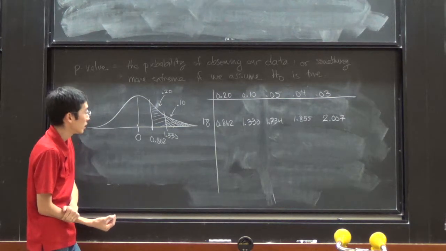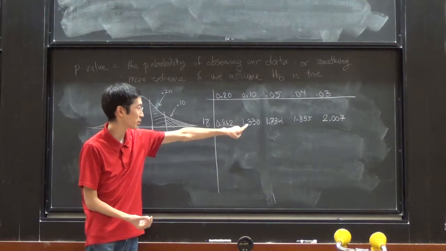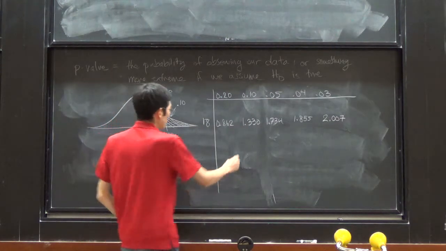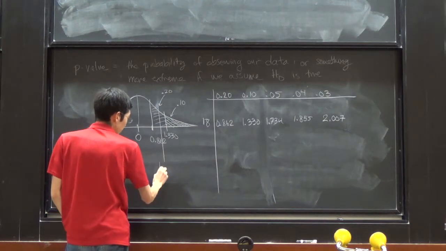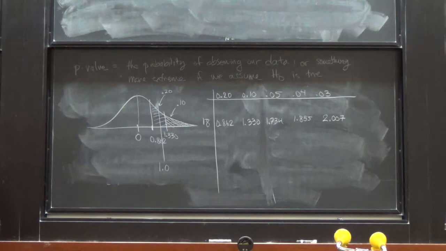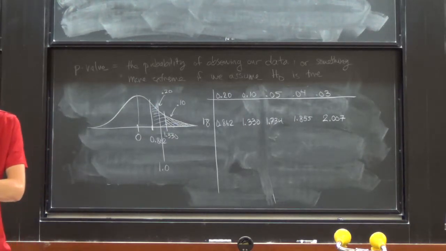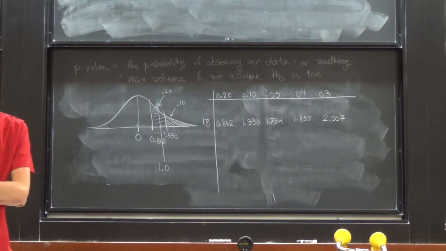Okay. What if I don't draw a line at 0.862 or 1.330, but what if I drew a line at 1.0? So I'm drawing a line somewhere in between 0.862 and 1.330. I'm drawing a line at 1.0. How much would I have in the tail?